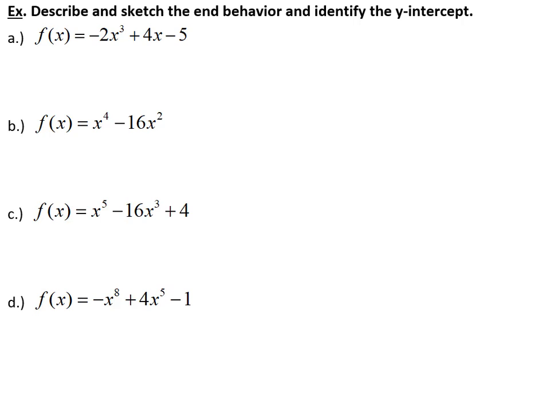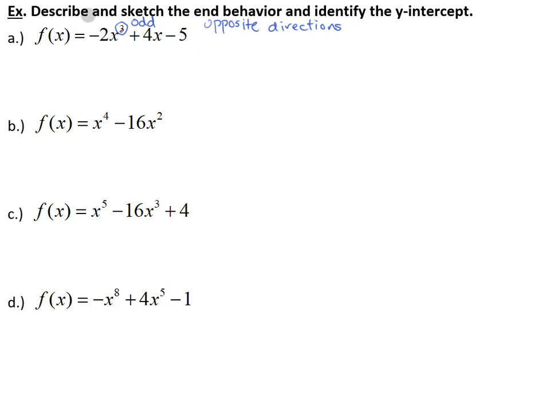It says describe and sketch the end behavior and identify the y-intercept. So let's look at first our degree. This is an odd degree function. And that tells me my tail ends go in opposite directions. So if the right's going up, the left's going down, etc. So they go in opposite directions.